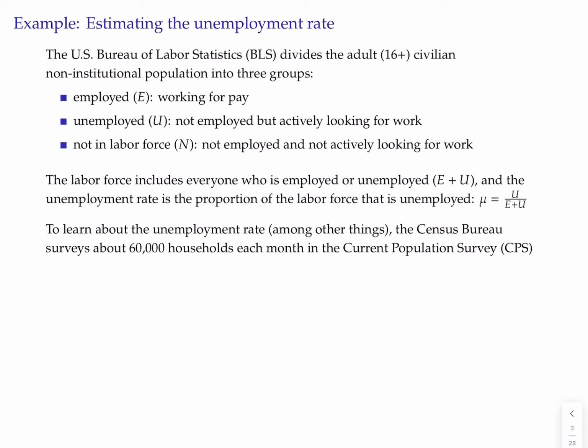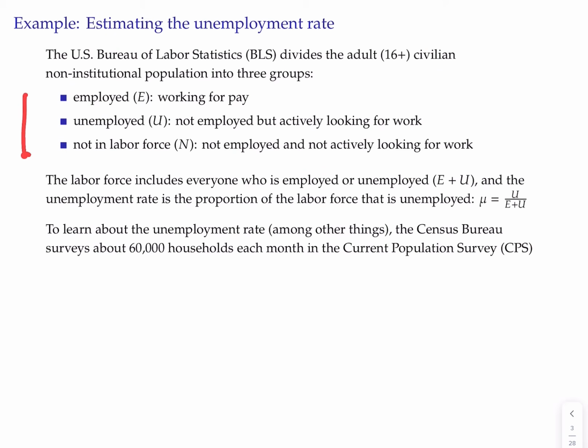This video is an introduction to some basic ideas about estimators and sampling distributions. So a running example we use throughout some of these slides involves estimating the unemployment rate in the U.S. So in the U.S., we have the Bureau of Labor Statistics that reports on estimates of labor force statistics, including the unemployment rate. And what they do is they divide the adult, civilian, non-institutional population into three groups.